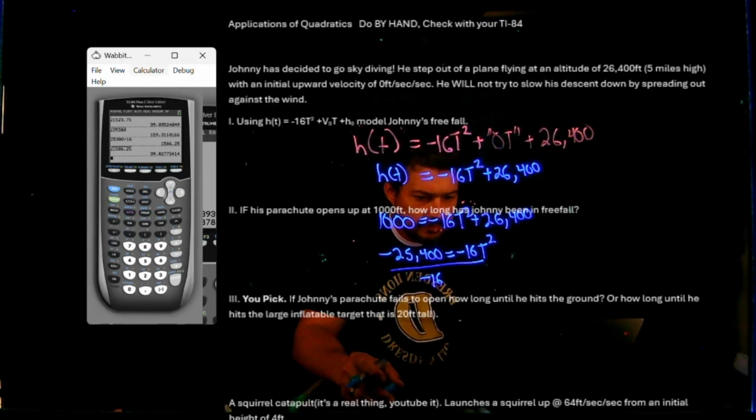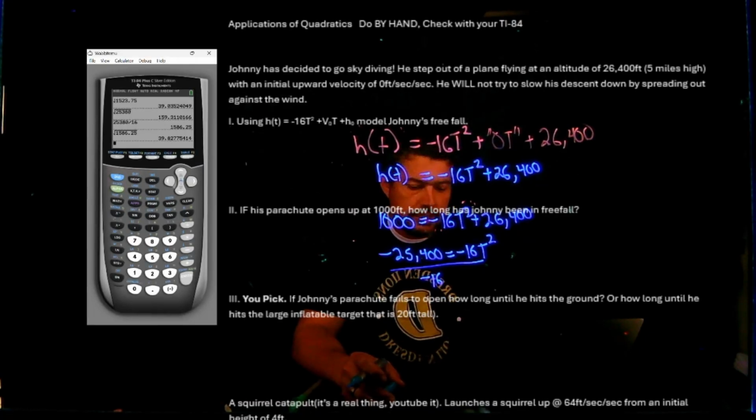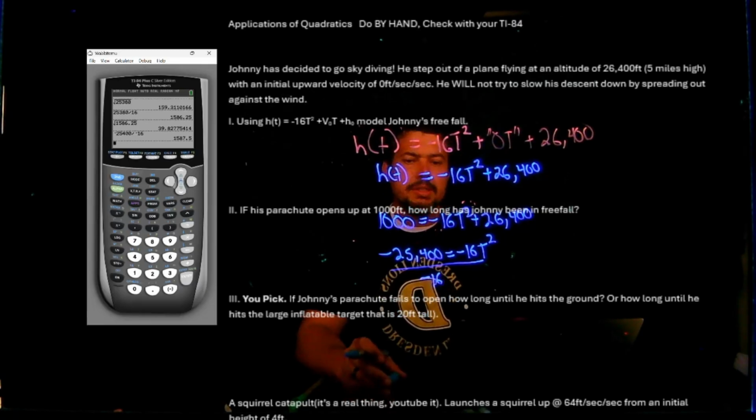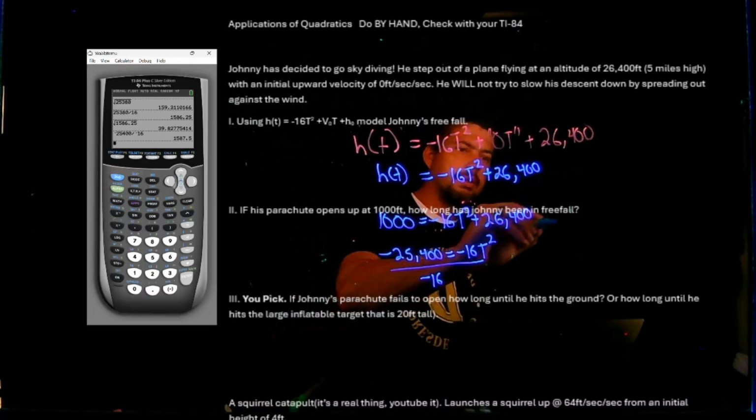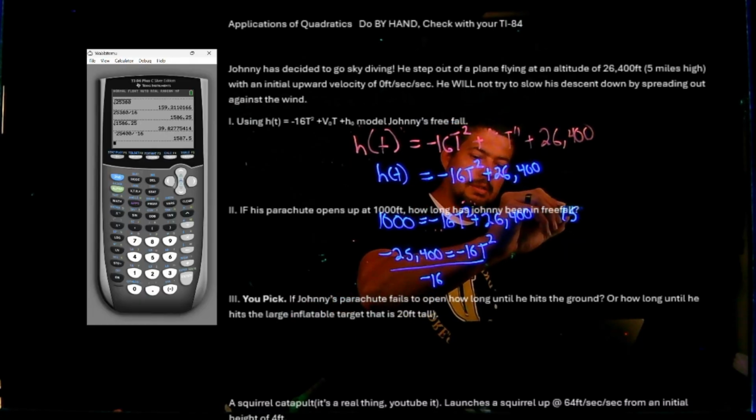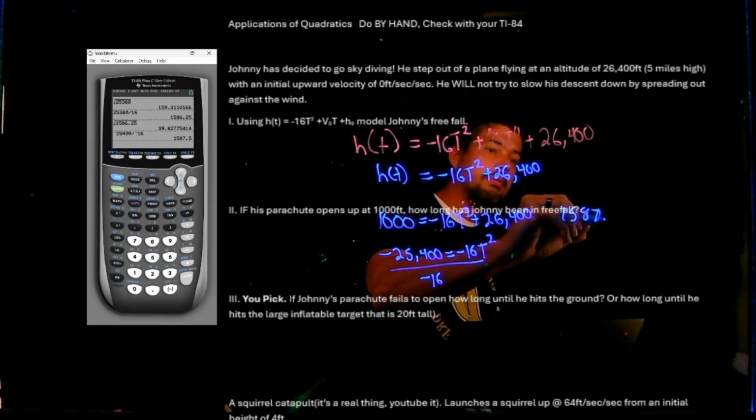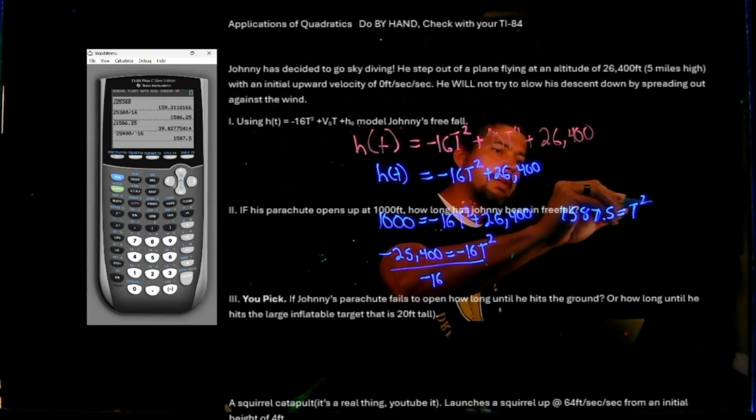All right, make this a little bigger. We're taking negative 25,400 and dividing it by negative 16. It's going to be positive, obviously. And we'll get 1,587.5 being equal to t squared. Told you I was worn out.